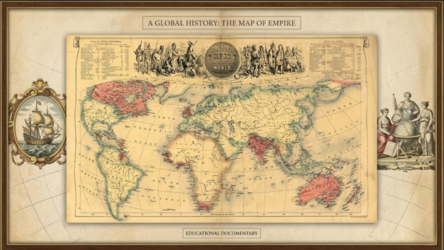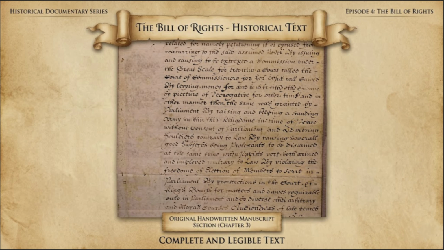Let's dive right in. Constitutional monarchy, the Bill of Rights. At the coronation of William and Mary, a Declaration of Rights was read. This confirmed that the king would no longer be able to raise taxes or administer justice without agreement from Parliament. The balance of power between monarch and Parliament had now permanently changed.